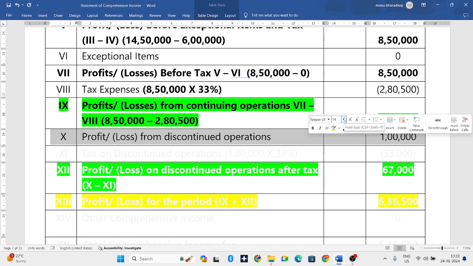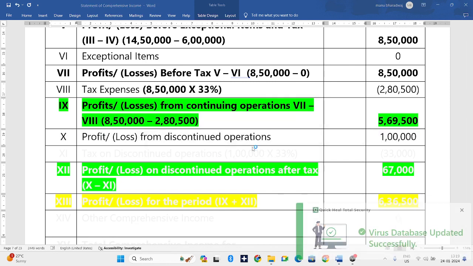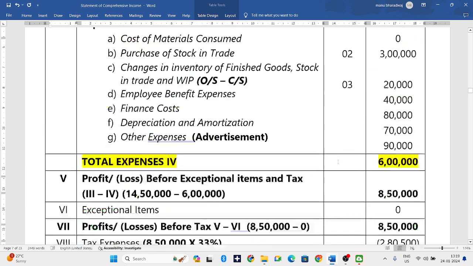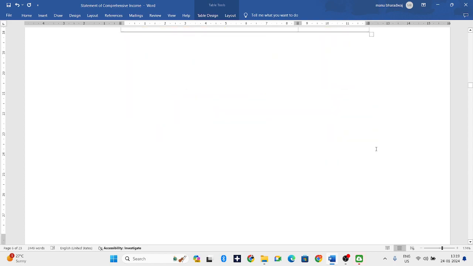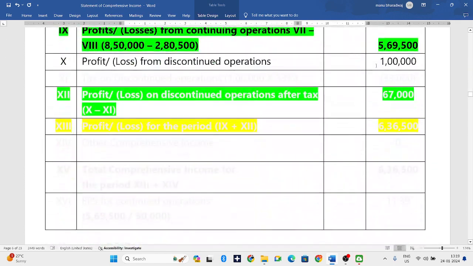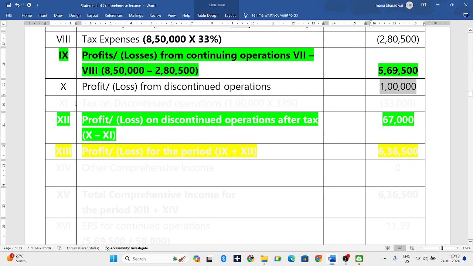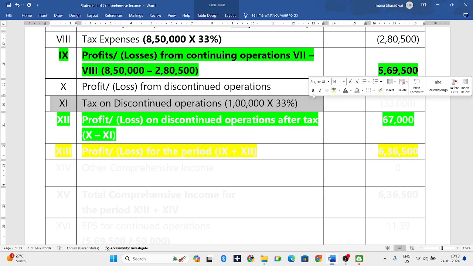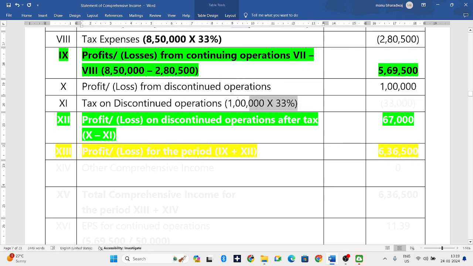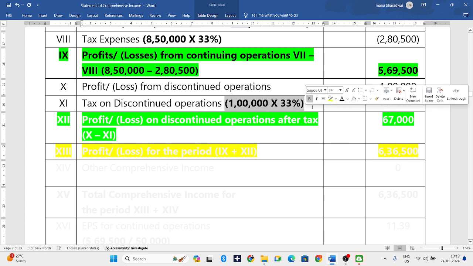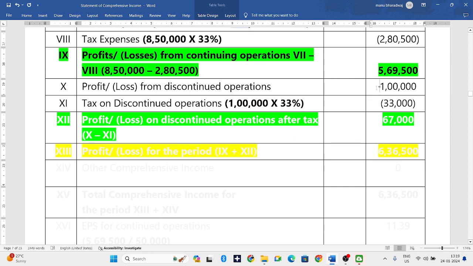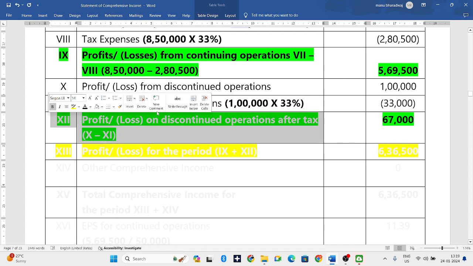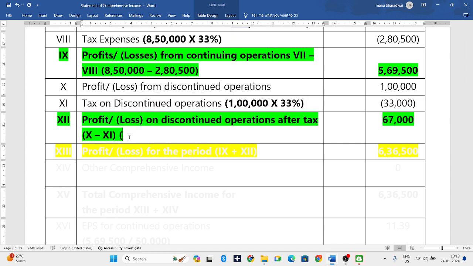Next will be profits or losses from discontinued operations. In the question they have given profit from discontinued operations is 1 lakh rupees. So that same 1 lakh rupees I have written here. Now we have to charge tax on this 1 lakh rupees. Again it is 33% on 1 lakh rupees, which will give you 33,000. So from 1 lakh we subtract 33,000. We will get 67,000. And that is profit or loss from discontinued operations.